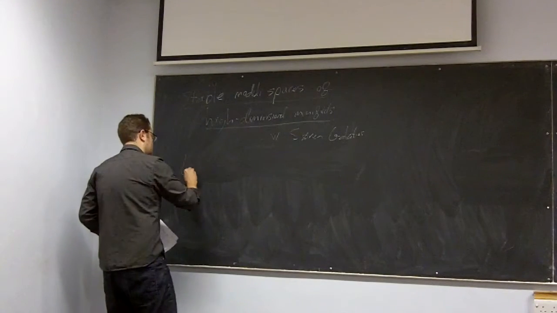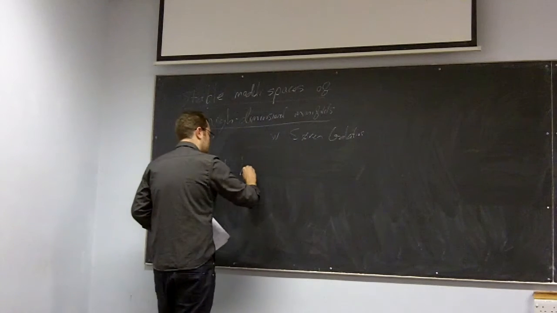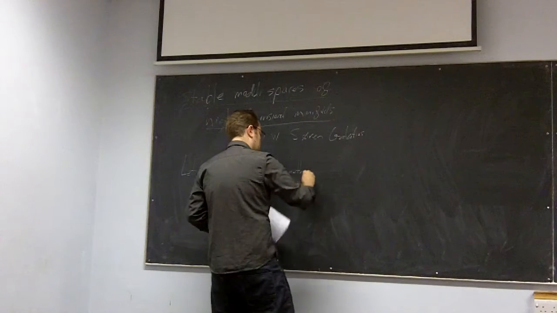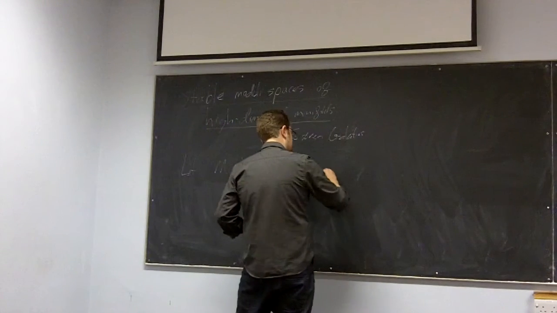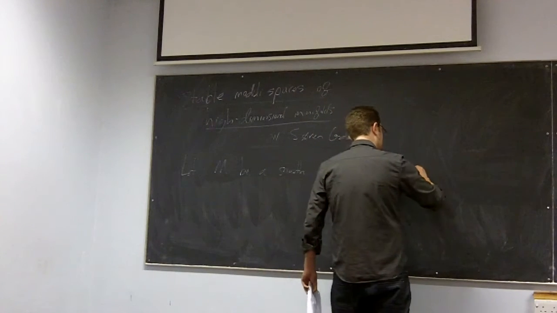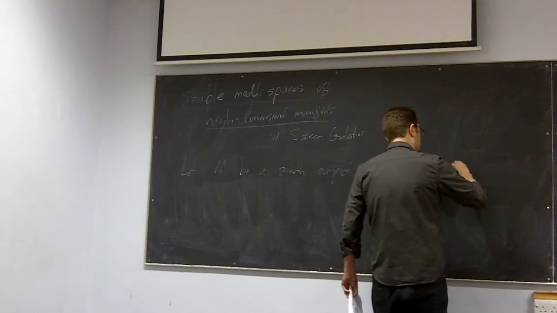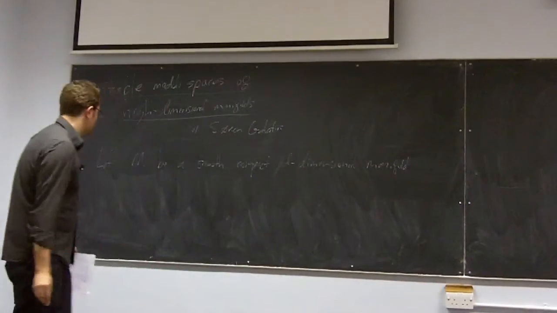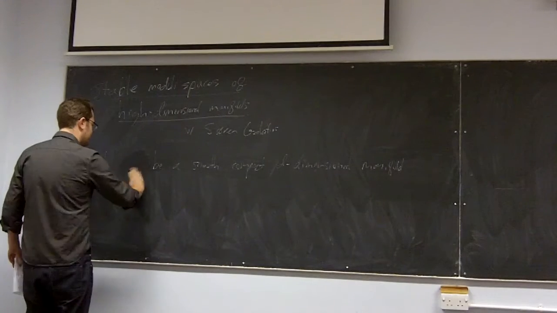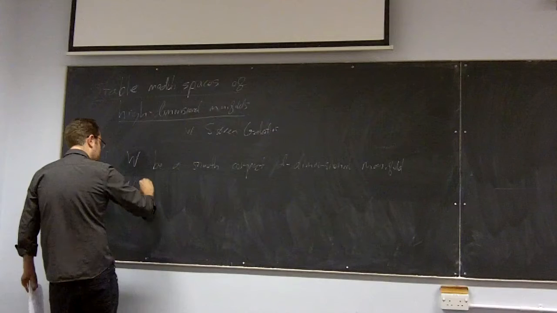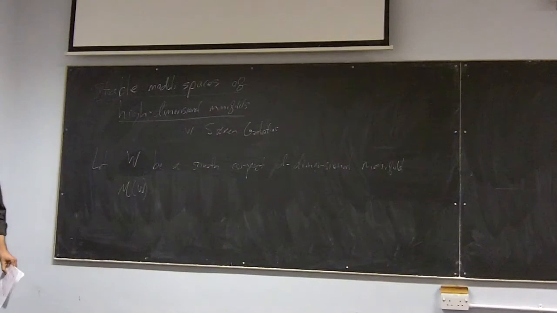So let M be a smooth, compact, d-dimensional manifold. And then I want to define, in fact, let me call it W. And then I want to define what I'll call M of W, which is meant to be the moduli space of manifolds diffeomorphic to W.